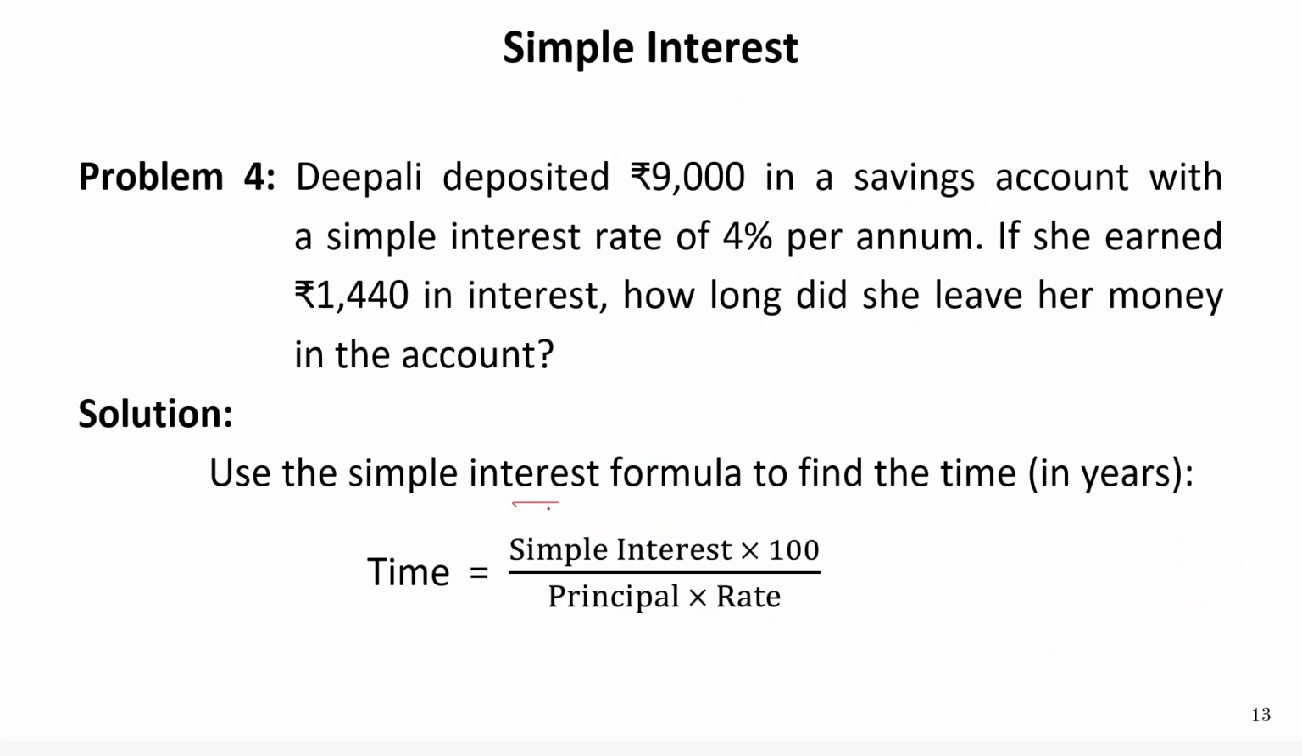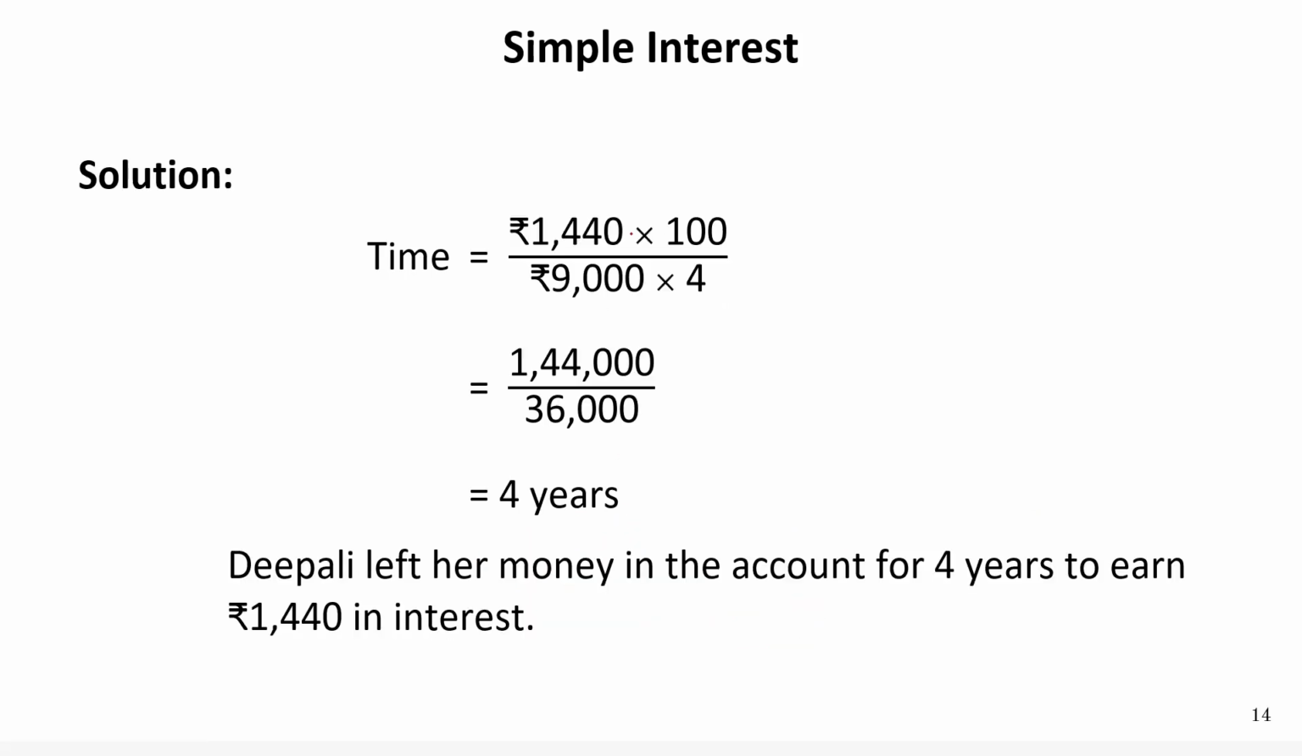So using the simple interest formula to find the time, that is in years. Okay, so time is equal to simple interest into 100, right? So principal into rate in the denominator. So what we are left with is this much. So this is 144,000 by 36,000, that is equal to 4 years. Okay, so Dipali left her money in the account for 4 years.